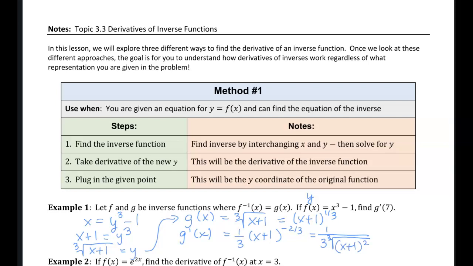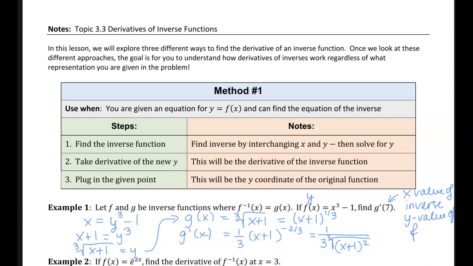Now we have to determine what to plug in. Since we are finding g prime of 7, we clearly have to plug in 7 for x. But this is something you want to keep in mind when you're using method 1 and also when you're using method 2. You always want to plug in the x value of the inverse, which is also equal to the y value of the original function f.